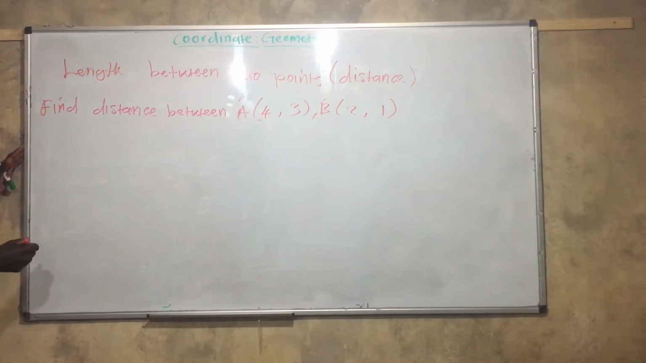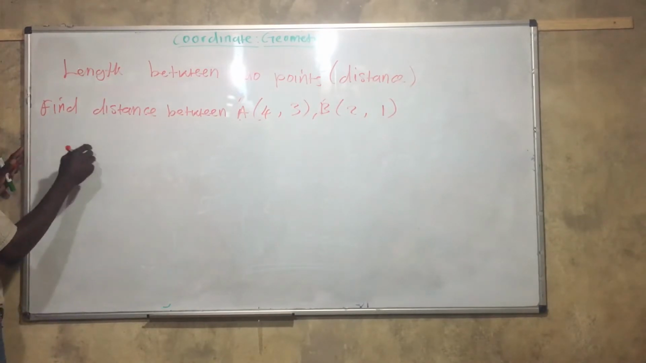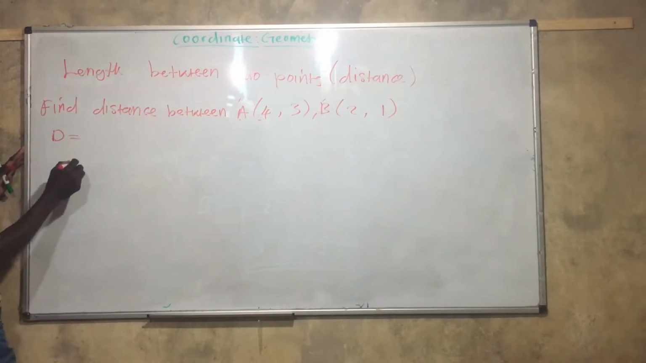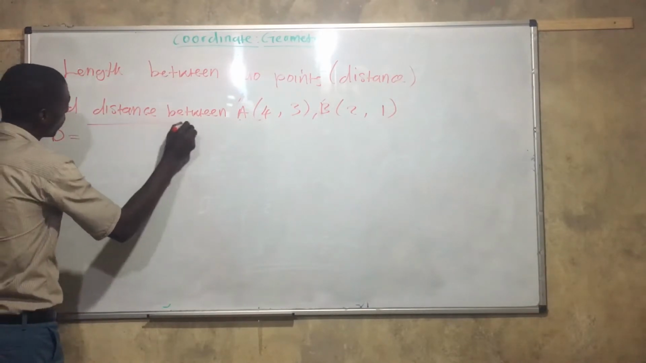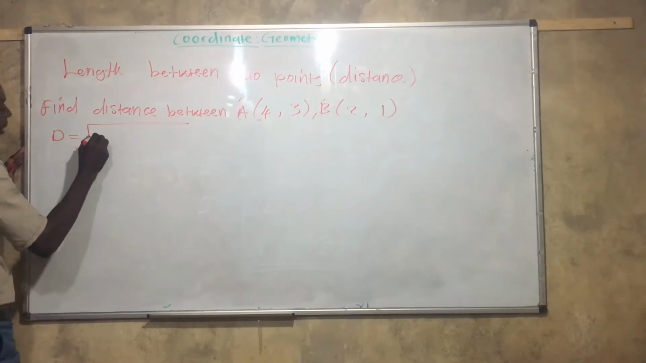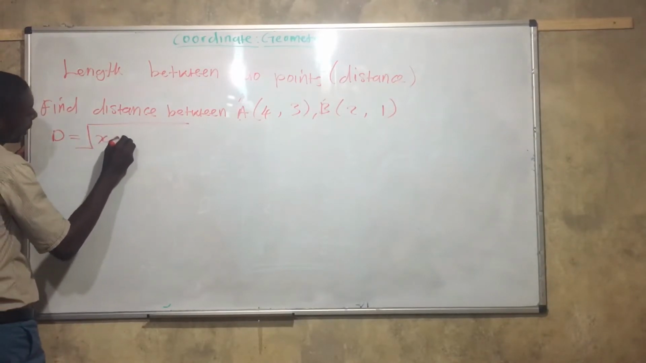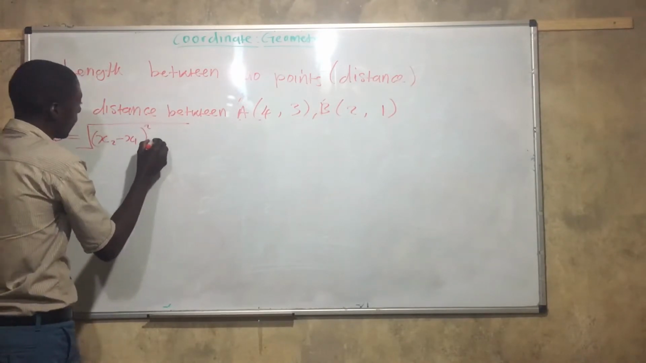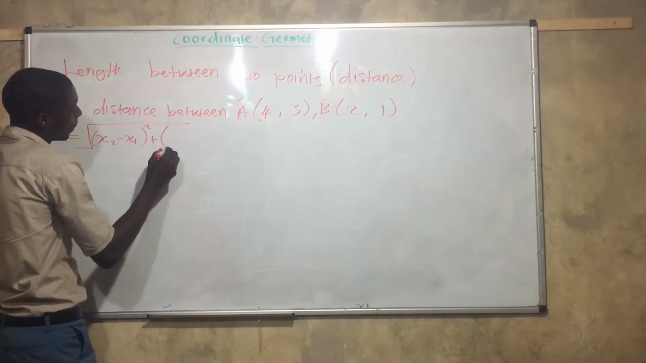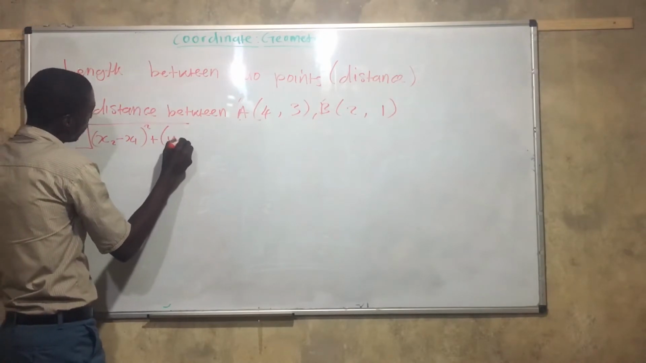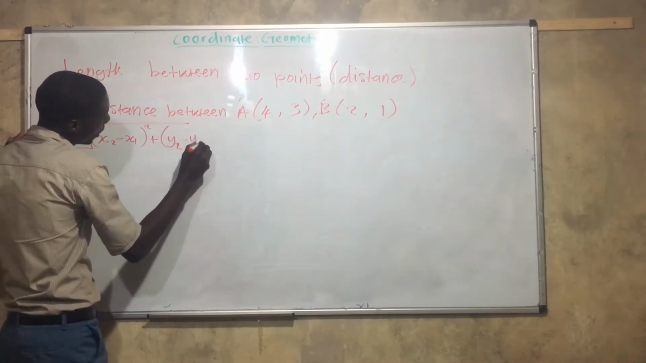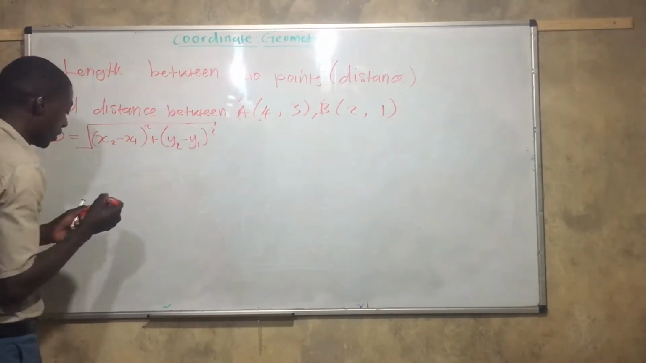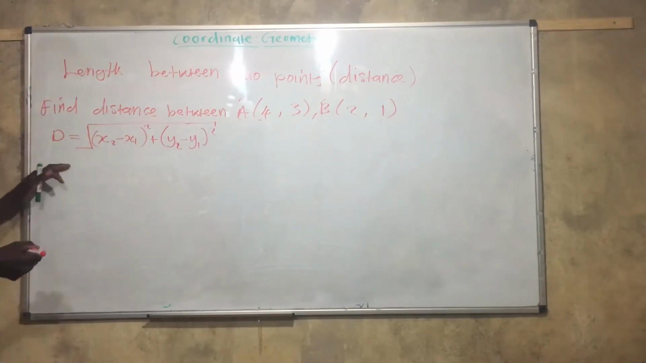So the formula that we use to find the distance between 2 points is: distance is equal to the square root of (x2 minus x1) squared plus (y2 minus y1) squared. So this is the formula that we use to find the distance.